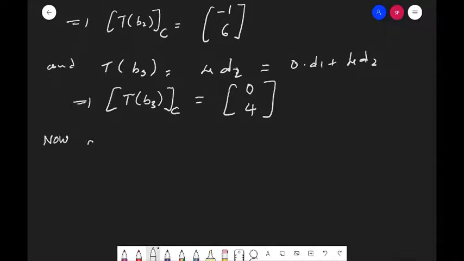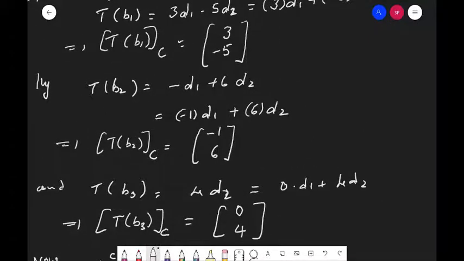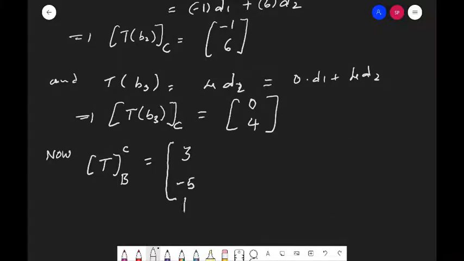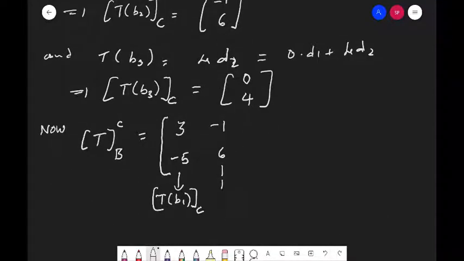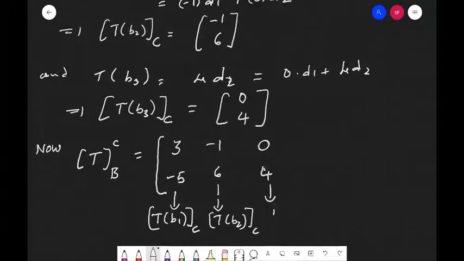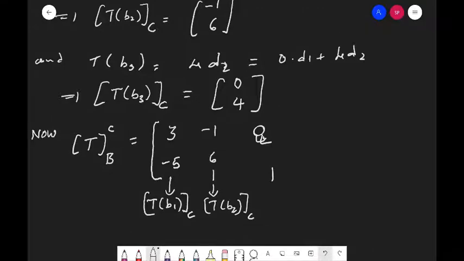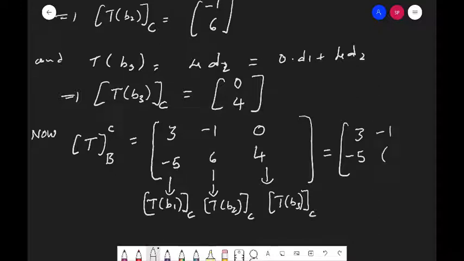Now, the matrix of linear transformation T with respect to the basis B and C is: the first one is the coordinate vector of T of B1. What is the coordinate? First column is 3, minus 5. This is nothing but the coordinate vector of T of B1 with respect to basis C. And the second one is the coordinate vector of T of B2 with respect to the basis C. And the third one is 0, 4, the coordinate vector of T of B3 with respect to the basis C. That is equal to 3, minus 5, minus 1, 6 and 0, 4.